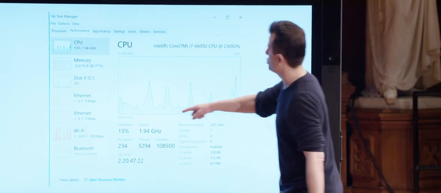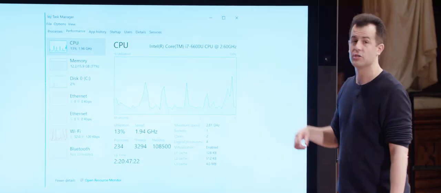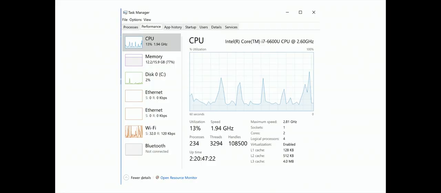You'll see a nice little chart that shows you what your CPU has been doing over the past few seconds. And the higher these peaks are, the busier it was. Maybe you double-clicked an icon or played a video or sent a really big email or something like that. But more interesting down here is the speed of your CPU. This one is 1.94 gigahertz. And a gigahertz means 1 billion things per second. So a CPU that's 1.94 gigahertz means that this computer can do 1.94 billion things per second. Additions, subtractions, multiplications, printing to the screen, any number of other things.